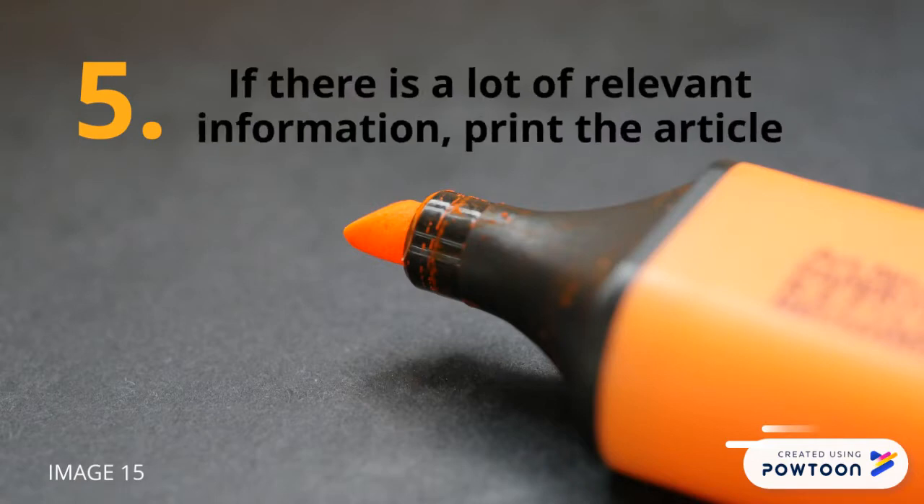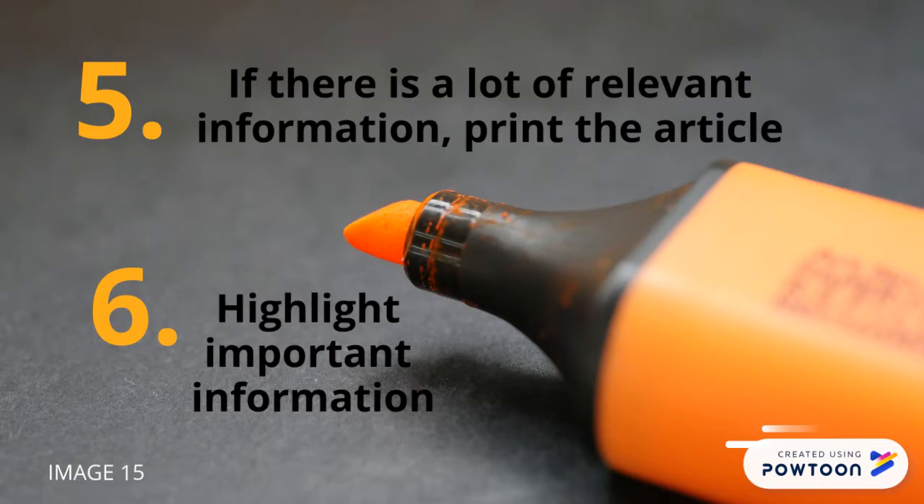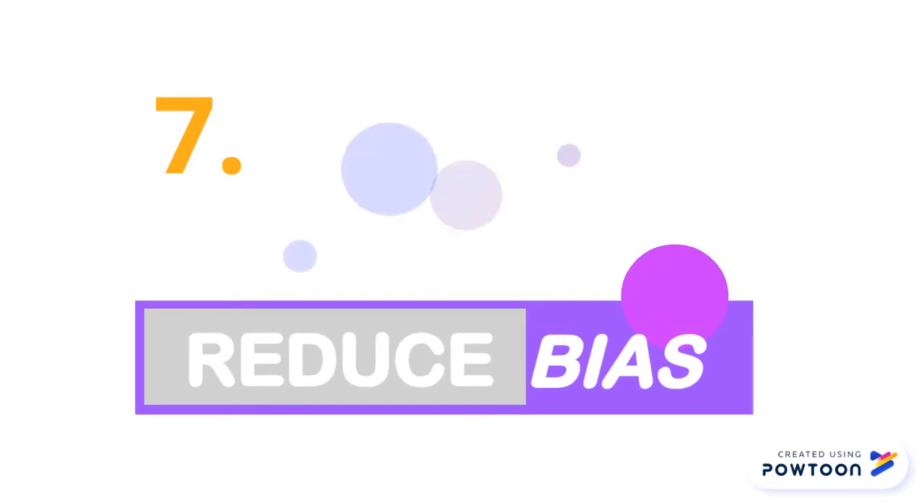5. If there is a lot of relevant information, print the article. 6. Read the printed article and use a highlighter to pinpoint appropriate information. 7. To reduce bias, articles from pro-bee and pro-nature sites will be excluded.